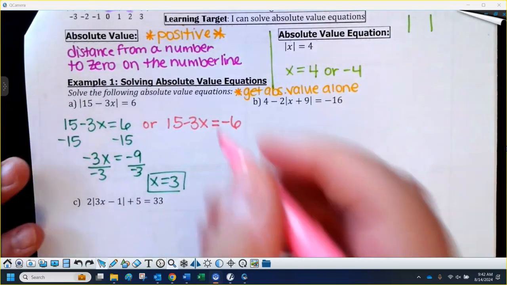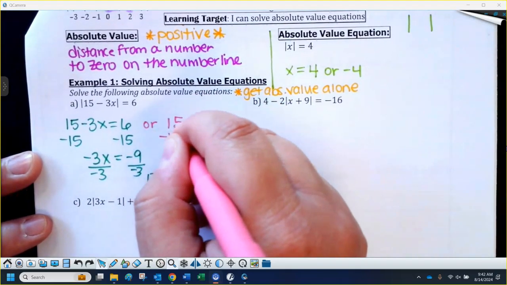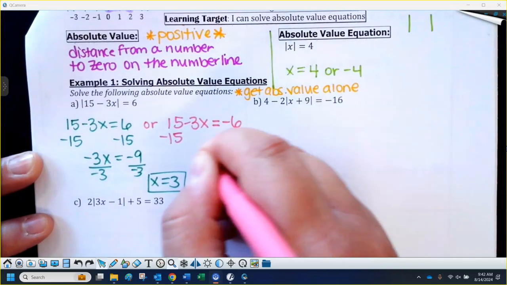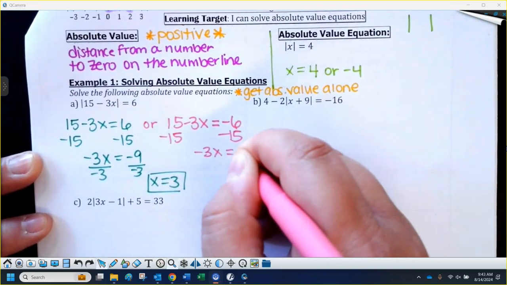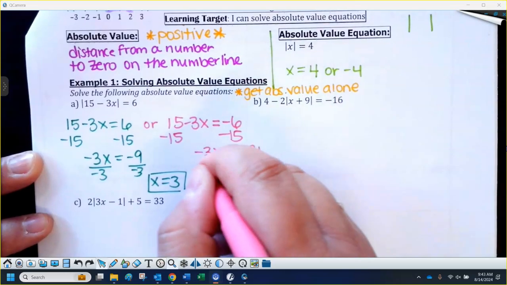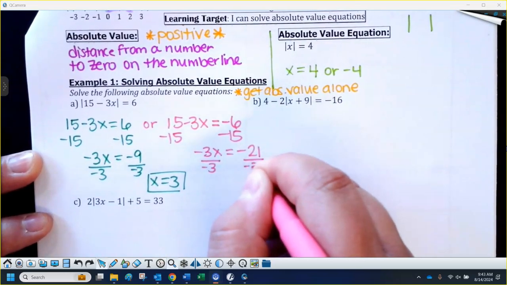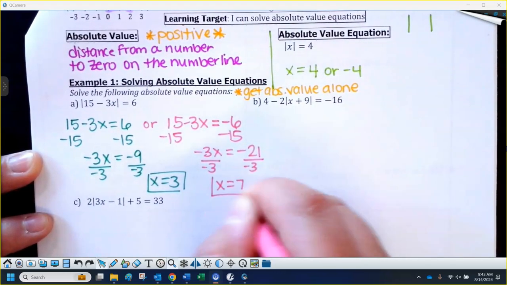If I take the second equation, I'm going to do the same steps. I'm going to subtract 15. But now on this one, I have -3x equals -21. Divide by -3. And then x is 7.